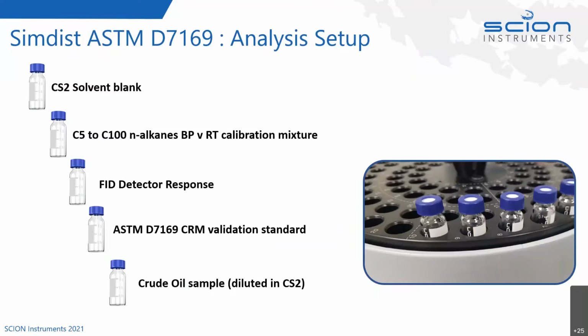for our sample. Now, not all the sample may elute off the column. Some of them will not; all the crude oils may not elute. So we'll run an FID detector response sample, and that will allow us to get an idea of the recovery of the sample from the GC.